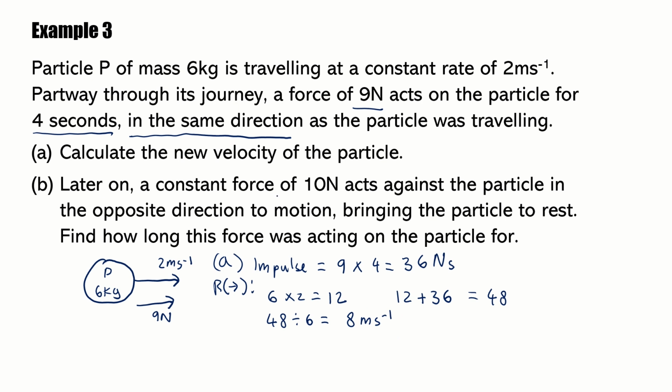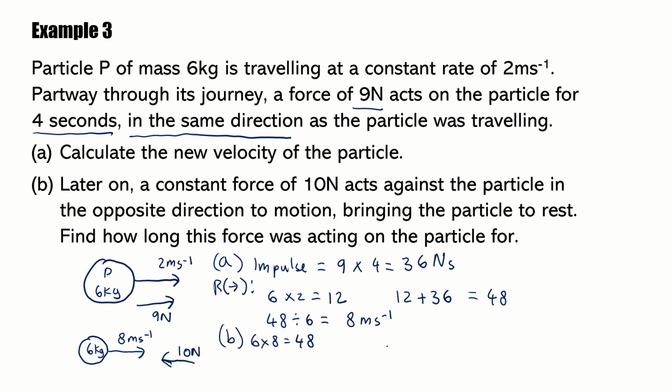So, part B, later on a constant force of 10 newtons acts against the particle in the opposite direction to motion. So that means we know it's now travelling at 8 meters per second to the right by the end of part A. But now we're going to have a force of 10 newtons acting in the opposite direction to that. And it's acting against the object until it brings the object to rest. So what does that mean? Well, we know going into part B, it had a momentum of 48. We already calculated that earlier, but you could recalculate it if you wanted to. So positive direction still being taken as right, it's going to be 6 times by 8.